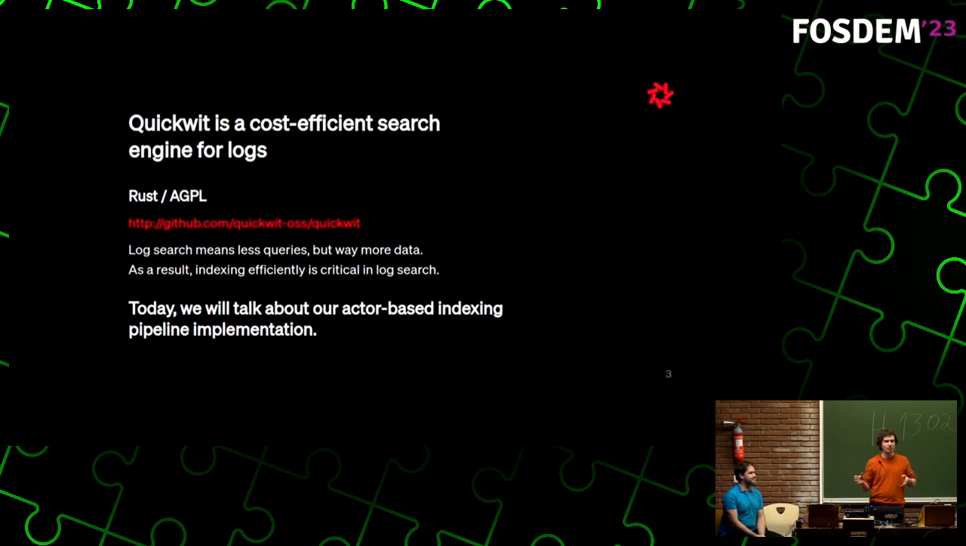But just a word about Quickwit. I'm not here to do an advertisement. It's not a commercial, but it's related to the talk, so I need to explain what is the problem that we are trying to solve. Quickwit is a Rust project. It's under the AGPL license. It's open source. You can find the source code on GitHub. And so we specialize in log search.